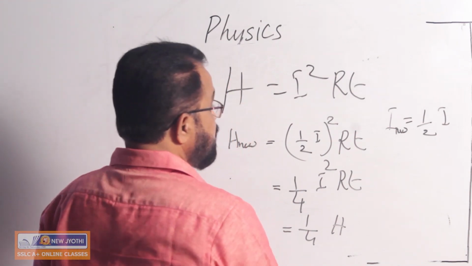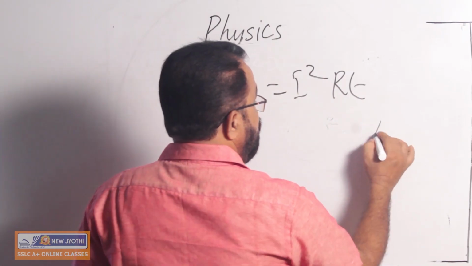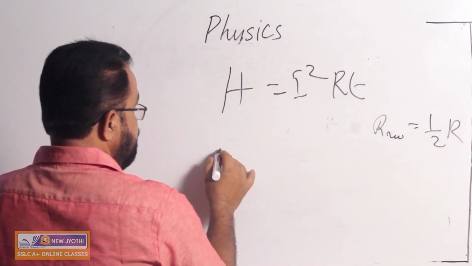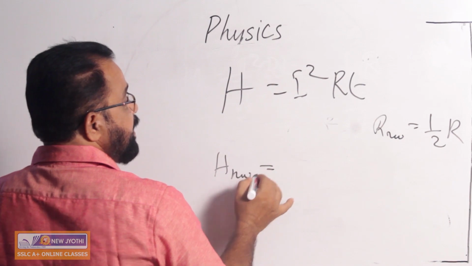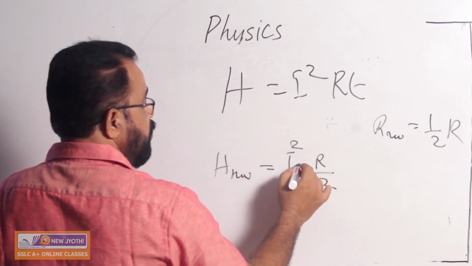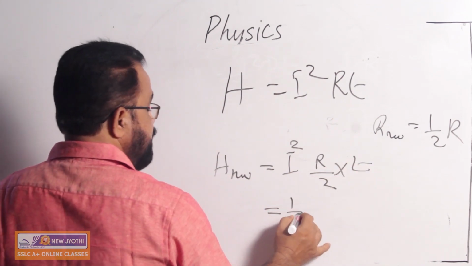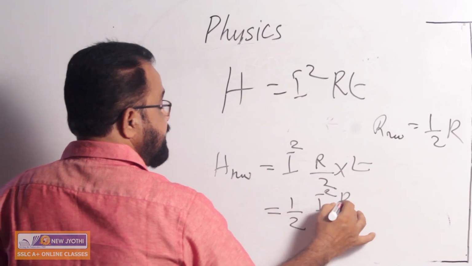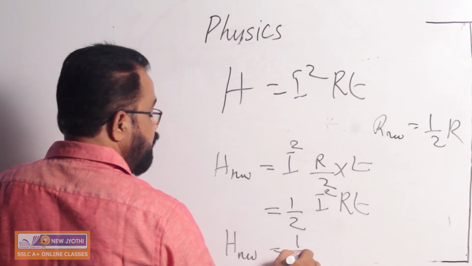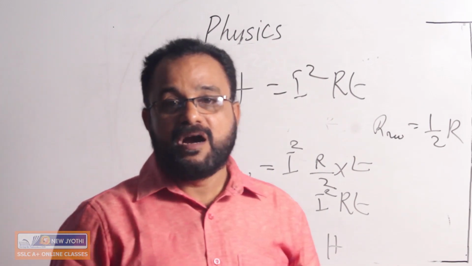Again, what happens if R becomes half? R new is equal to half R. Substituting the value, H new is equal to I square into R by 2, or 1 by 2 R, into T, which is equal to 1 by 2 I square RT. So the new heat will be half H. So the heat generated becomes half of it.